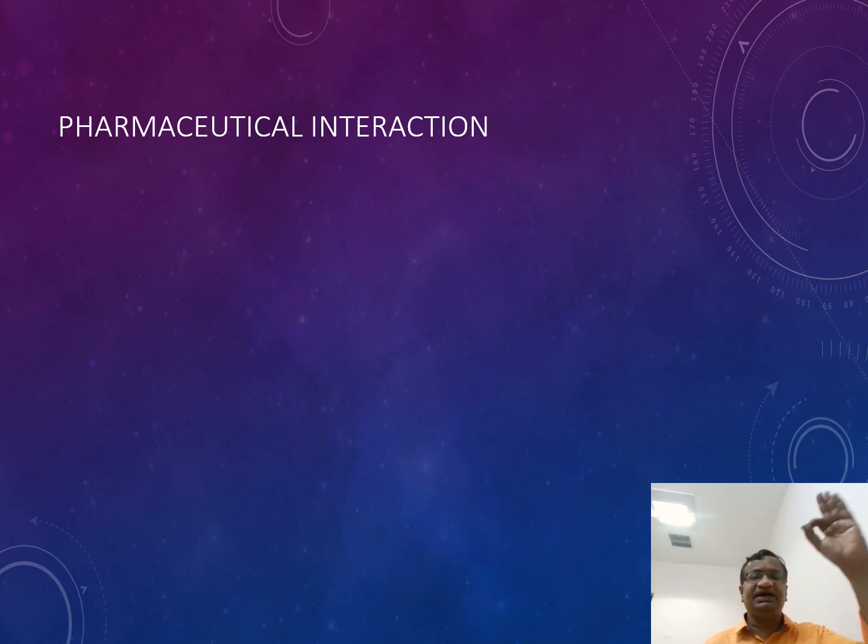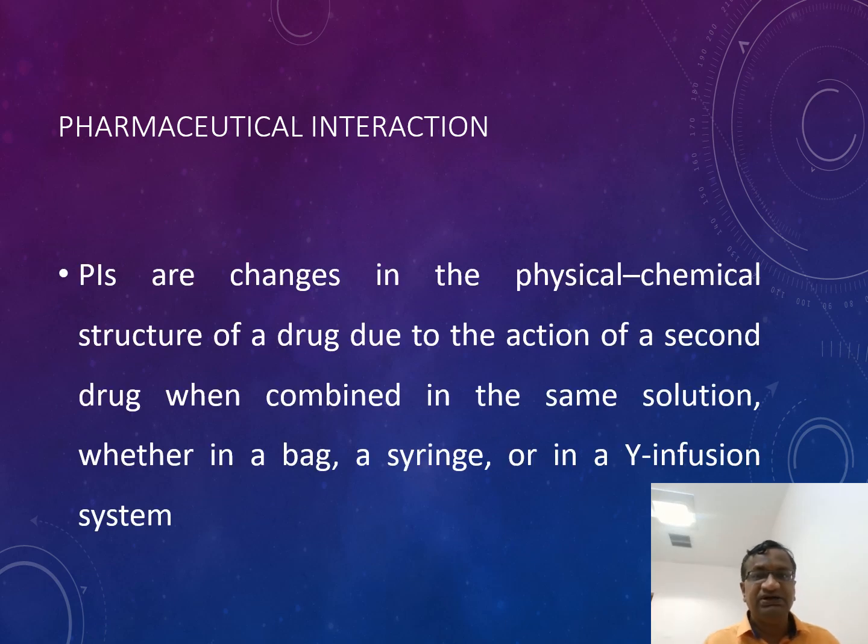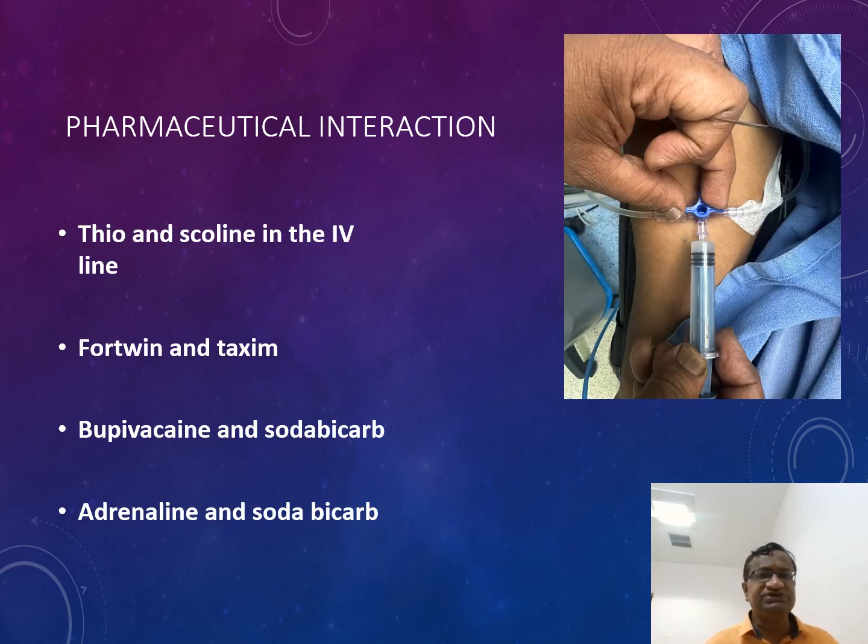Now, pharmaceutical interaction. We'll go to step one. Before the drug is administered into the patient's body, there are interactions or changes in the physical or chemical structure of a second drug in the same solution, in the syringe, bag, or infusion system. Now you see thiopentone and scoline in the IV line: this is going to produce a white precipitate. Sometimes you give pentazocine and taxine, and they'll precipitate.